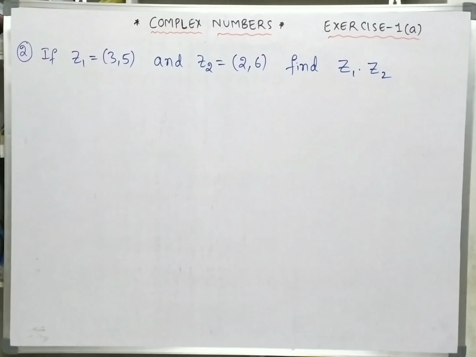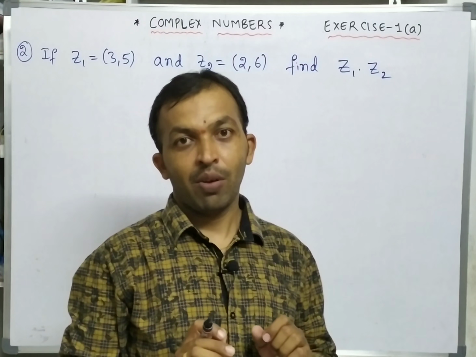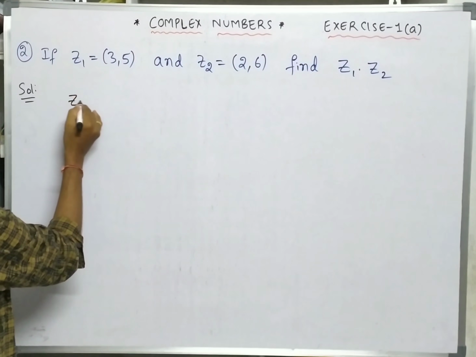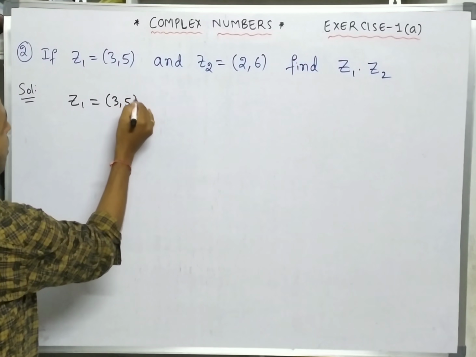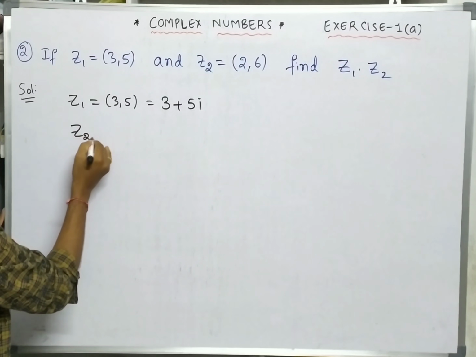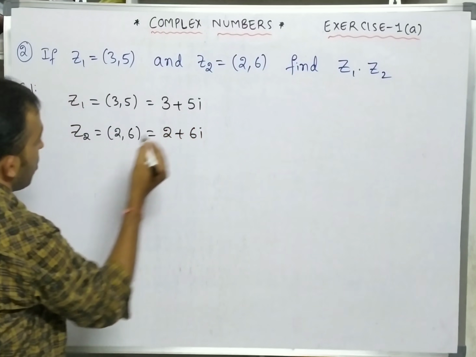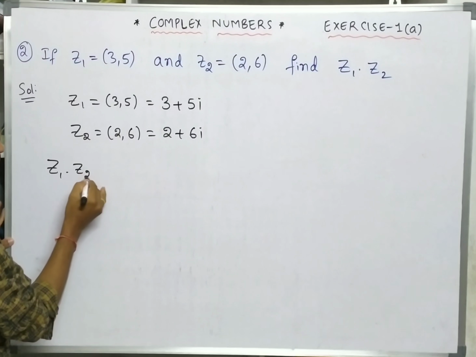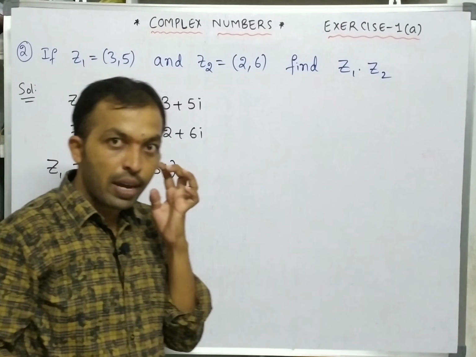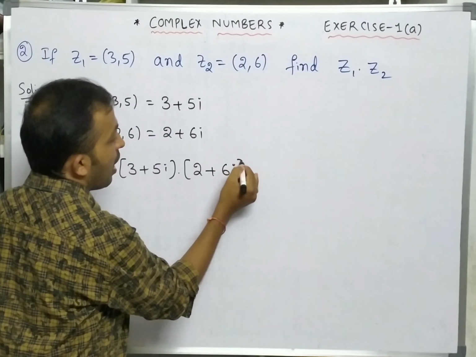Now the second problem, the product of two complex numbers. How can we multiply two given complex numbers? The first complex number z1 is equal to (3, 5), which can be written as 3 plus 5i. Next, the second complex number z2 is equal to (2, 6), which can be written as 2 plus 6i. Now the question is z1 into z2. So write the first complex number, 3 plus 5i, into the second complex number, 2 plus 6i.